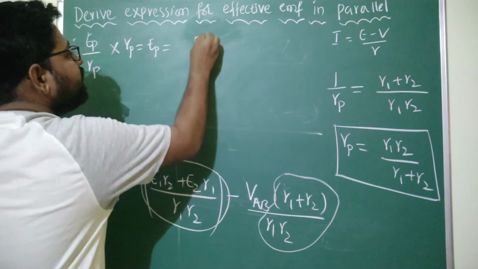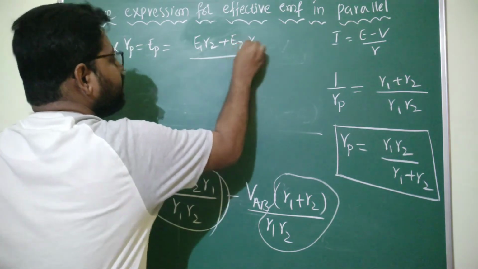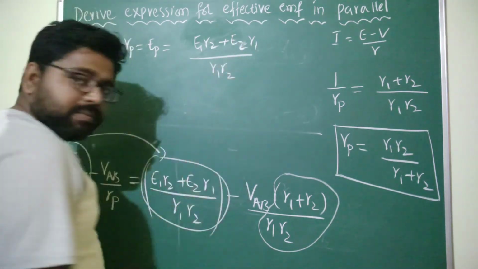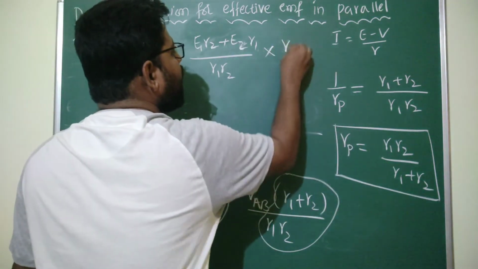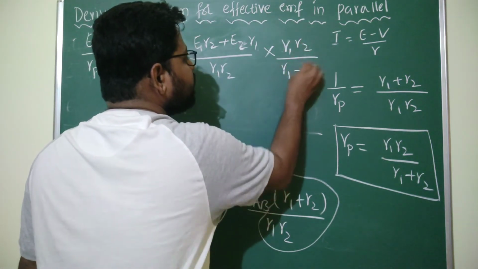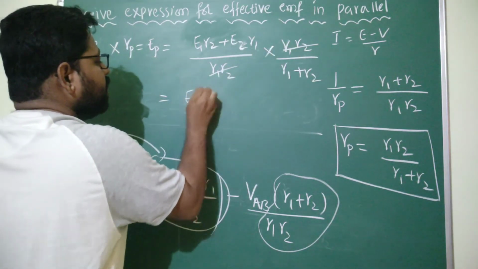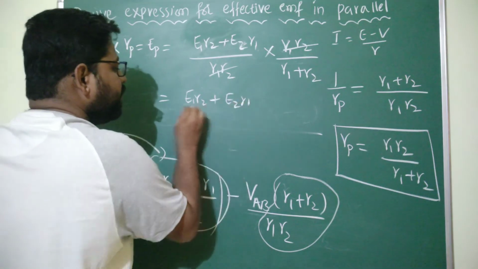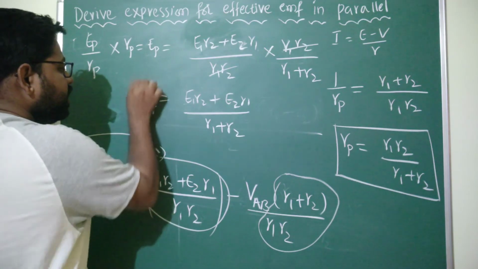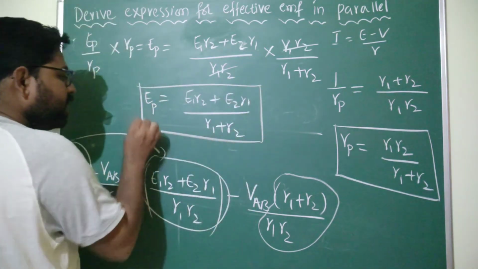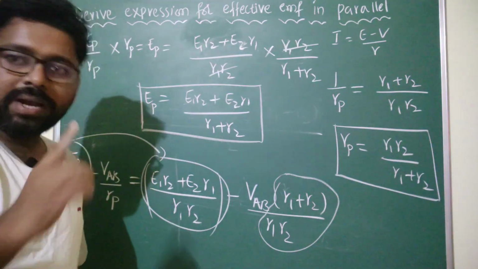Now let me write this equation. E1 into R2 plus E2 into R1 divided by R1 into R2. If you multiply this by RP, that is R1 into R2 divided by R1 plus R2, R1 R2 gets cancelled. What we get is E1 into R2 plus E2 into R1 divided by R1 plus R2. So this is your EP value. EP is equal to E1 into R2 plus E2 into R1 divided by R1 plus R2. This is the expression for the effective EMF in parallel of two cells.